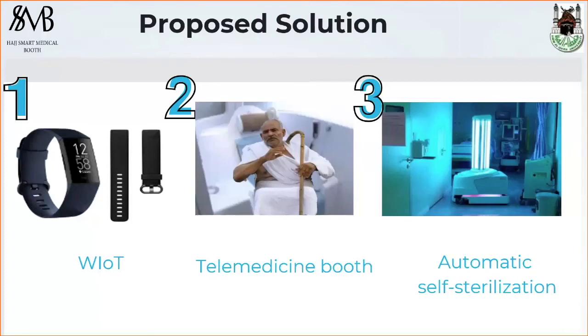The pilgrim enters the booth and an explanatory video shows how to wear the sensors. Then the pilgrim wears the sensors and communicates with a doctor using telemedicine, where the doctor displays the vital signs of the pilgrim. If the pilgrim is diagnosed with a disease, the doctor will send the prescription to the pharmacy inside the booth, and the medicine will be dispensed from it. If the pilgrim's condition needs medical attention, he is told to wait inside the booth until the medical teams arrive. After the pilgrim leaves, the booth will be completely and automatically sterilized.